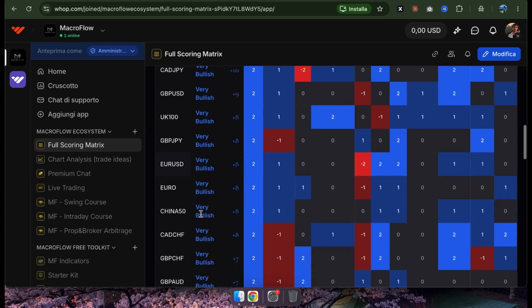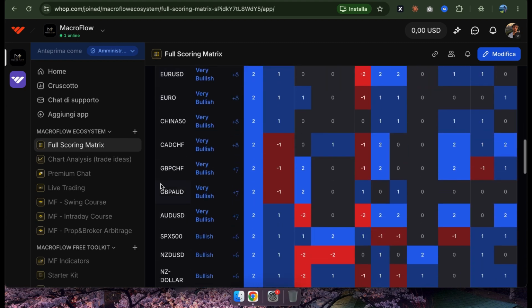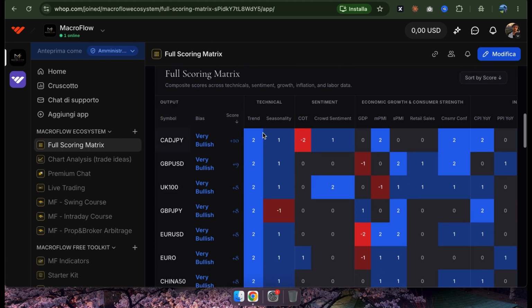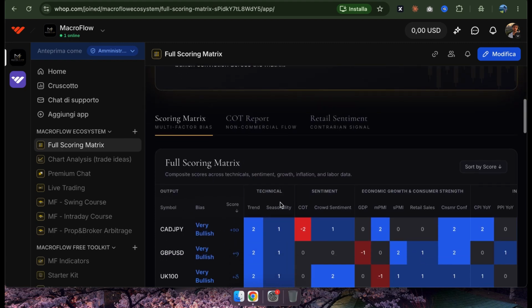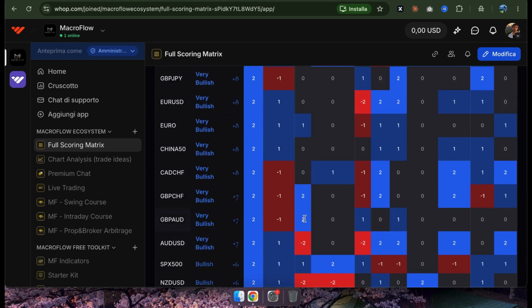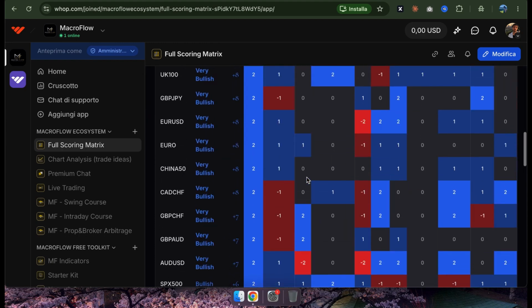And if I then come to my Full Scoring Metrics, as you can see here, for example, GBP AUD is very bullish. We have a +7. We have the trend that is confluent. We have the seasonality that is not confluent, but all the rest, like for example the COT, as you can see here, GBP is confluent. That's a really strong point in favor.